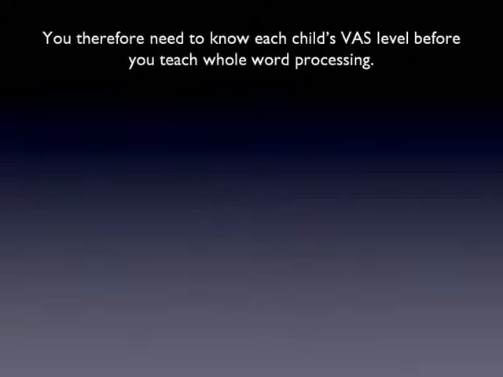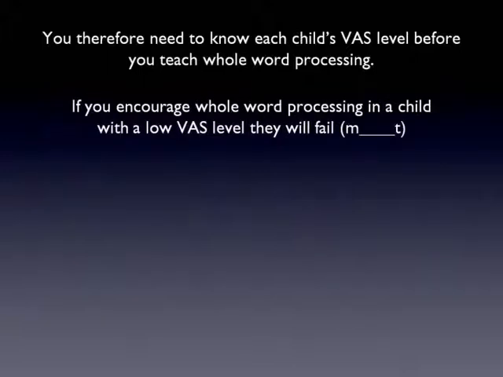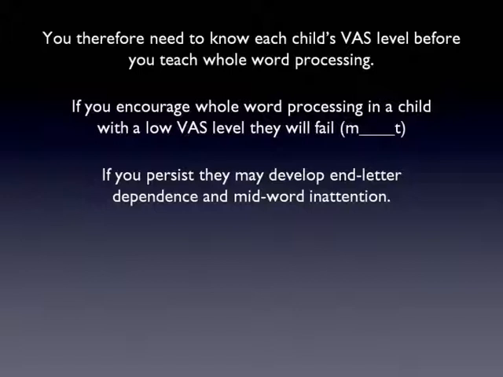That's absolutely important. You therefore need to know each child's VAS level before you teach whole word processing. Because if you encourage whole word processing in a child with a low VAS level memory, they will fail because they're processing the M and the T, the two end letters, in words like magnet, and there are 40 possible matches. If you persist, they may then develop end letter dependence and mid-word inattention. So even though their VAS level may have climbed and be at level 3, they may by that stage be processing just 2 letters and are habituated to doing it.